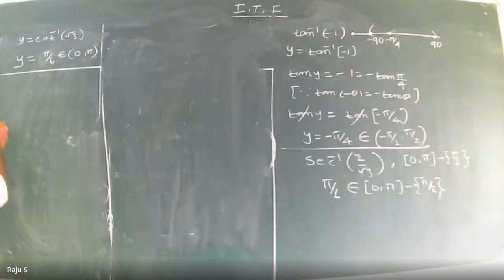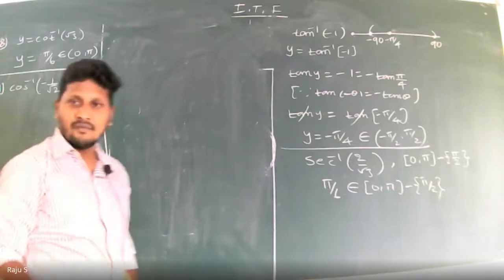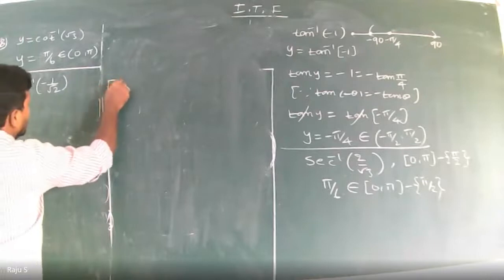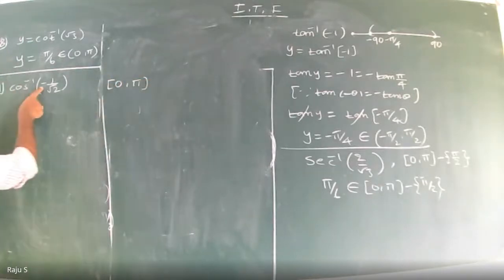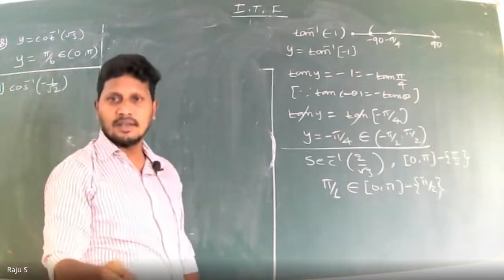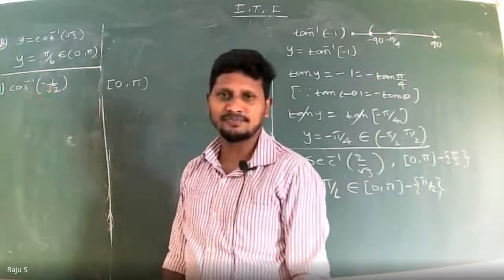Question number 9. I'm writing directly, the steps you can write. So, cos inverse minus 1 by root 2. See, first, what is the principal value branch of cos? Closed interval 0 to pi. Now, here it is negative. Cos is negative in which quadrant? Second quadrant.